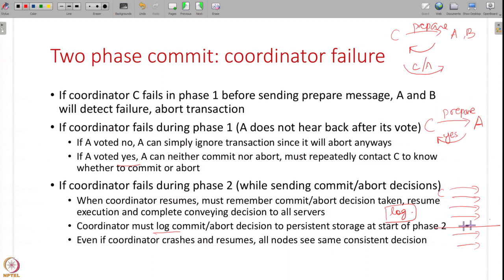So that if it crashes in the middle of the process, all the nodes will see the same decision of the coordinator, right? So once again, this idea of write ahead logging is being used here. Any decision you make, before you execute the decision, you first log it, so that even if you fail, you can repeat the decision reliably. So, this is about coordinator failures.